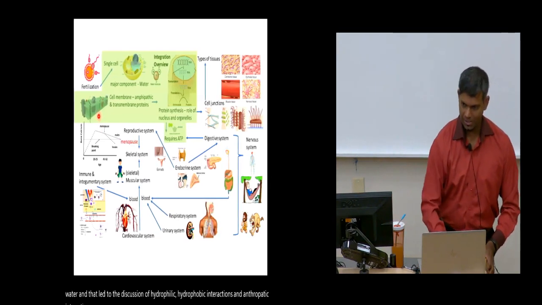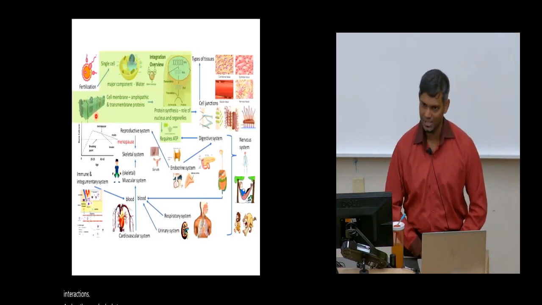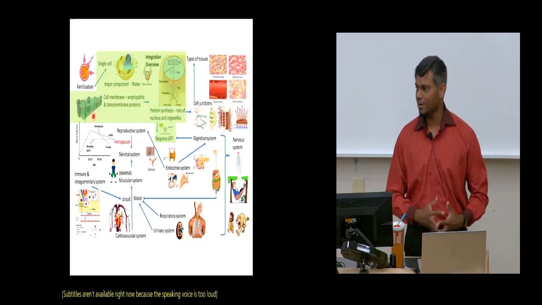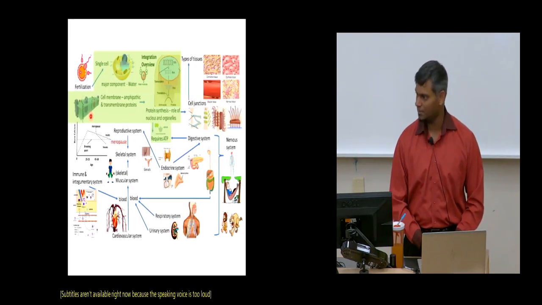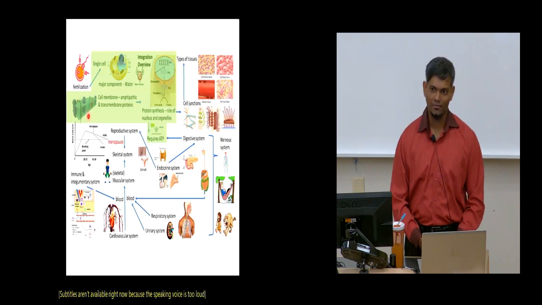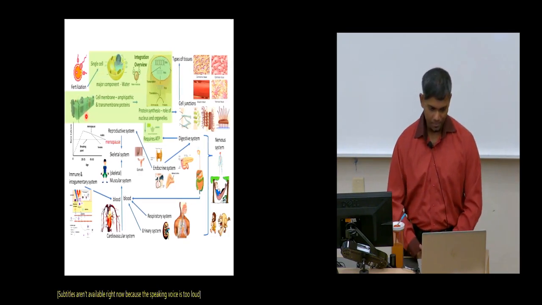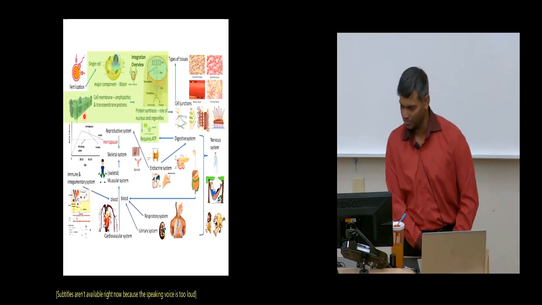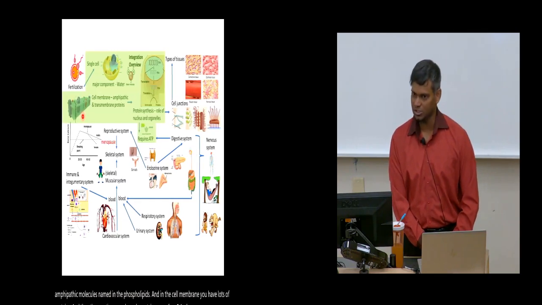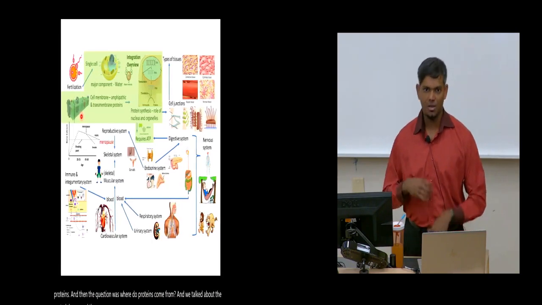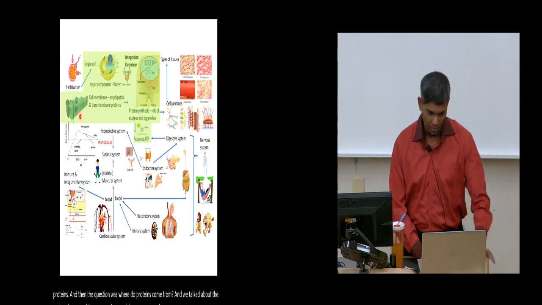And so then we looked at the cell membrane, and we see that the cell membrane is made up of amphipathic molecules, namely the phospholipids. And in the cell membrane you have lots of proteins. And then the question was, where do proteins come from? And we talked about the central dogma, and then we saw how proteins are processed and transported as well.